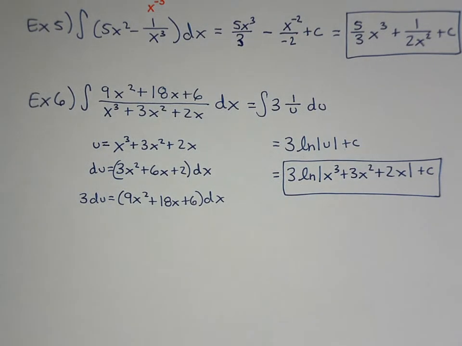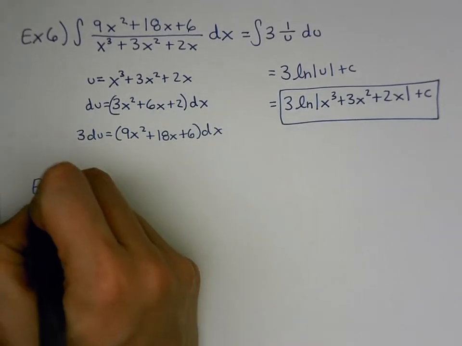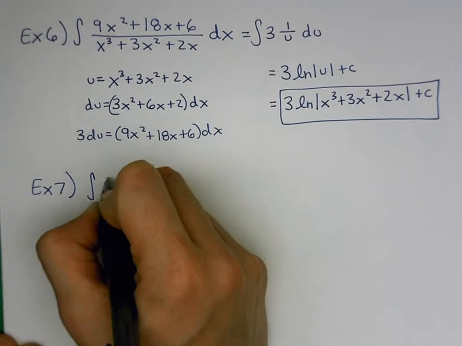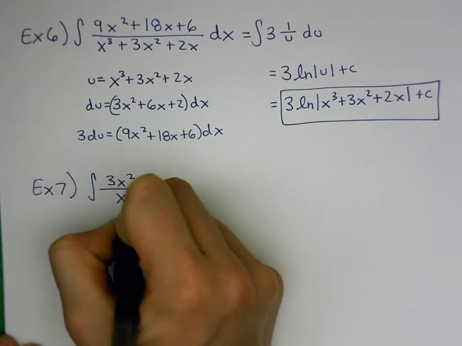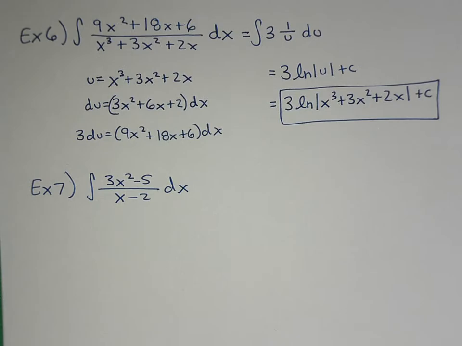Okay, next up we've got example 7. The integral of 3x squared minus 5 all over x minus 2 dx. Go ahead and pause this video, give this one a shot.